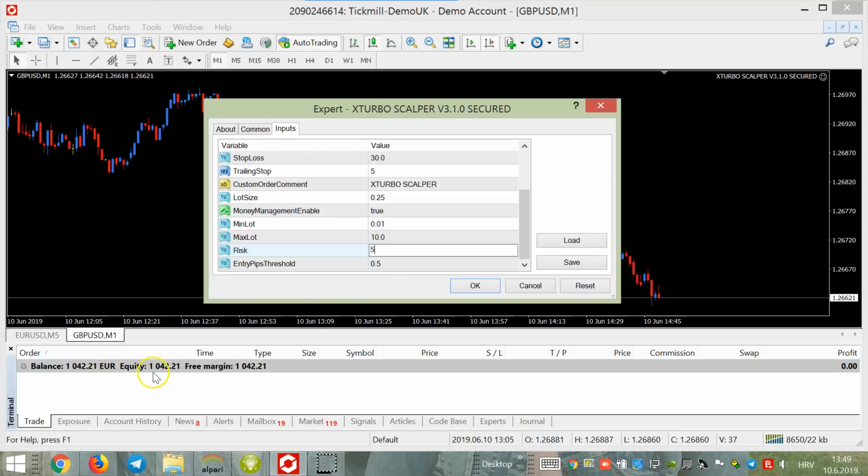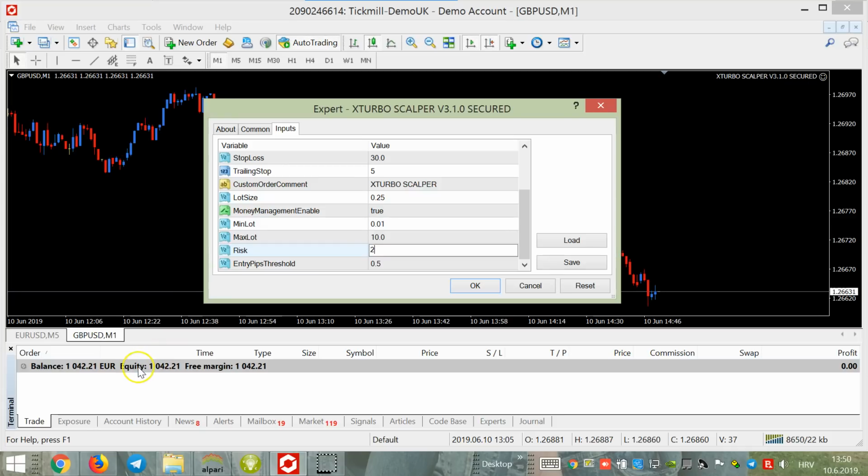To blow up your account, you will need to lose 20 trades in a row without any winning trade. But if you use 2%, your risk is very low. You will need 50 trades with $1,000 to blow up your account. So it's all about you.